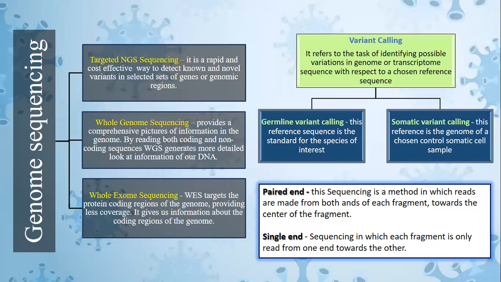The whole genome is read in two methods, that is by paired end reads and by single end reads. In paired end reads, the fragment is read from both ends towards the center of the fragment. In single end reads, the sequencing fragment is read from one end to the other end.